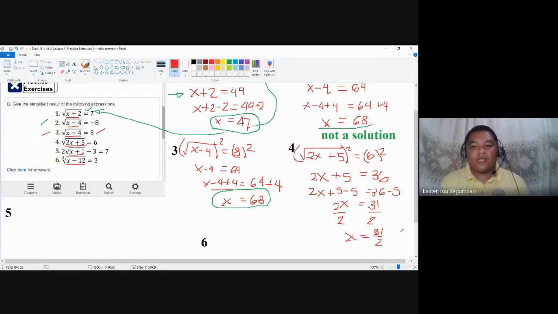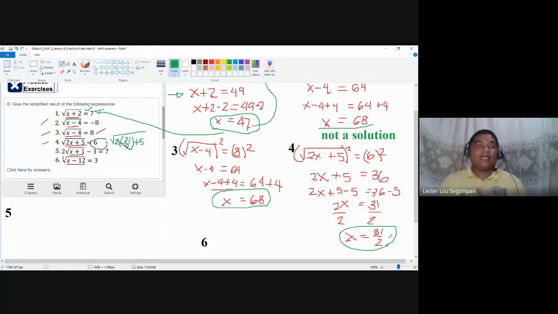Okay. So how do we check that, sir? If x is 31 halves, you will apply a fractional form here. This would become the square root of, I'm just using the left hand side, 2 times 31 halves plus 5. And then you could cancel this out, cancellation law of multiplication, and you will have 31 plus 5, which is 36. And the square root of 36 is 6. Even if it's in form of a fraction, this is a solution.